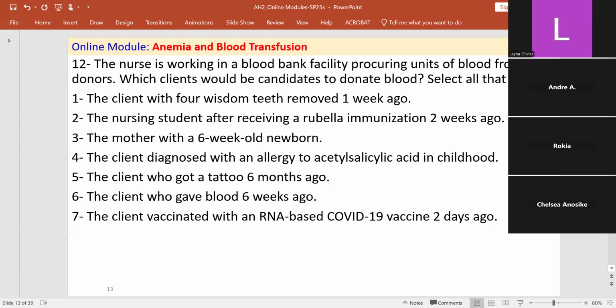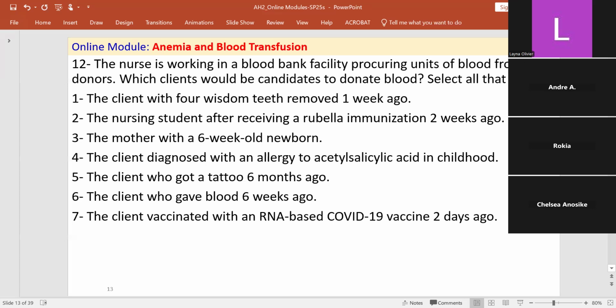Number three, a mother with a 6-week-old newborn. We don't have anything to say about the mother who had a baby 6 weeks ago if there was a postpartum hemorrhage or any type of significant blood loss. So number three, she can donate.